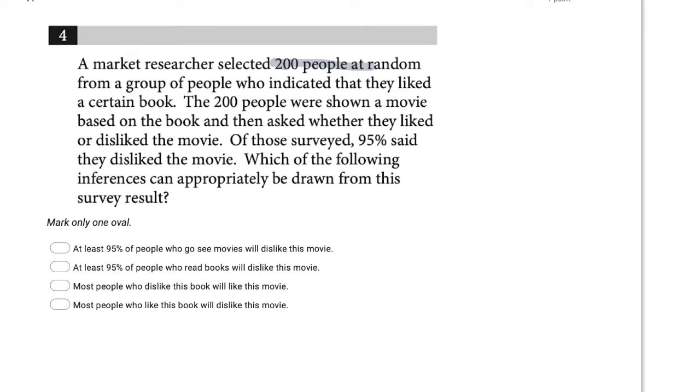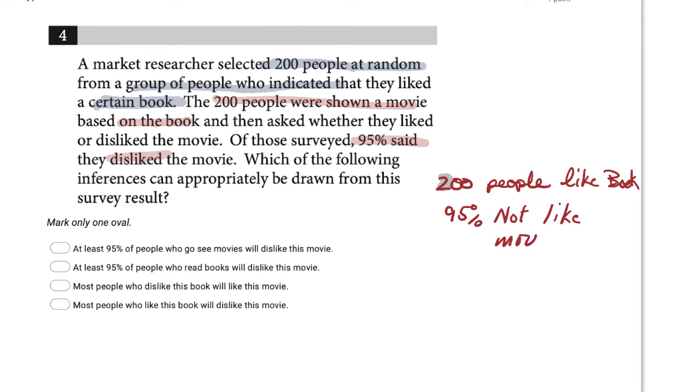Question 4. We selected 200 people at random from a group of people who liked a book. Then the 200 were shown a movie based on this book and asked if they liked or disliked it. 95% disliked it. So let's make some notes here. 200 people liked the book. Of these 200, 95% did not like the movie. And then the question is, what can you conclude about this? Or what are these statements?